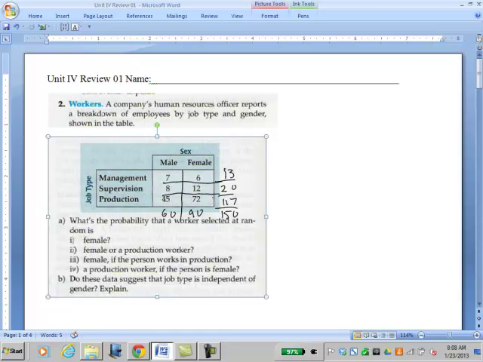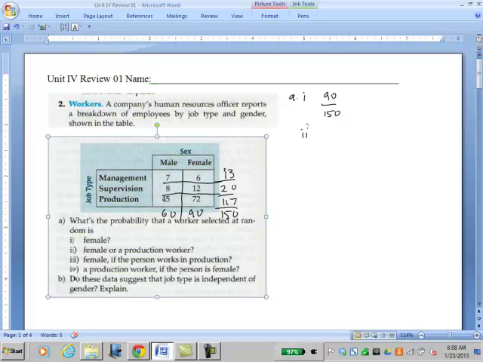Okay, so let's do A. Let's start A up here. A-I: what's the probability to select a worker who is female? So that's 90 over 150.